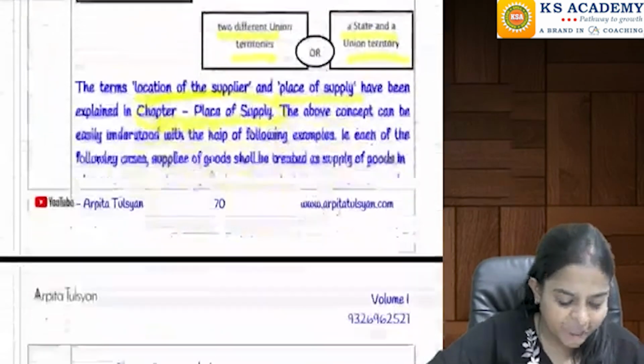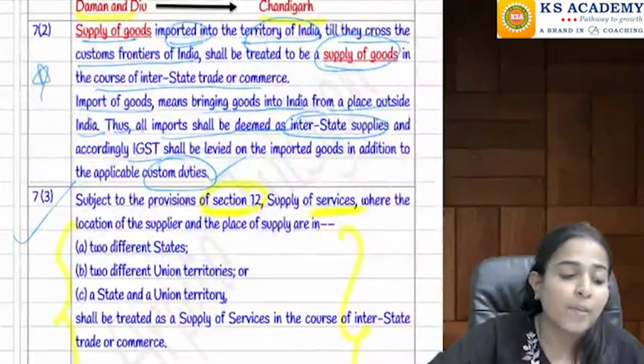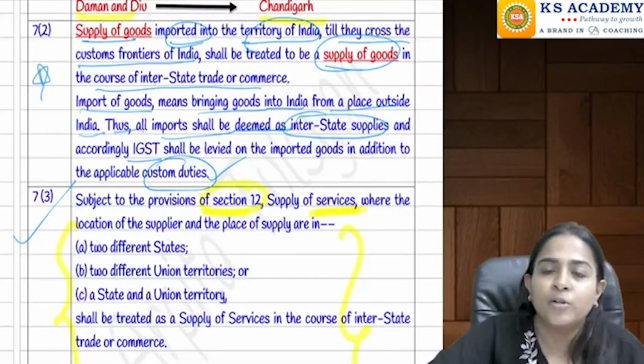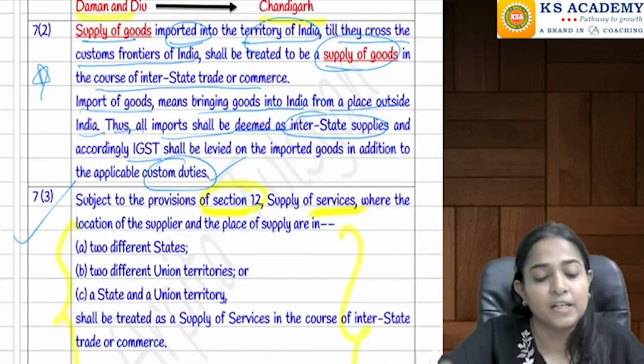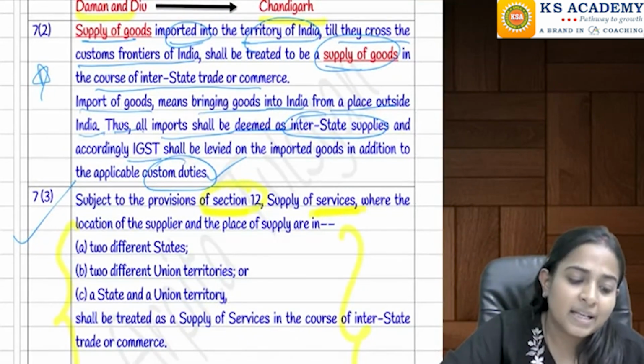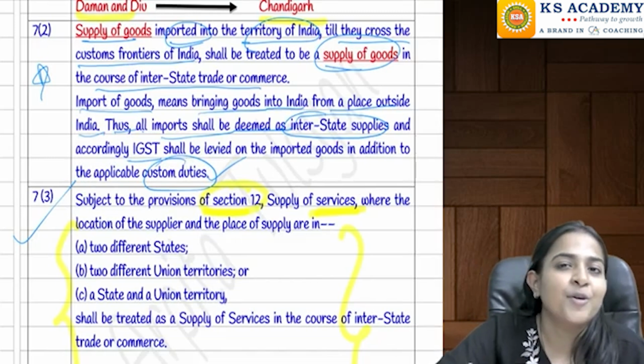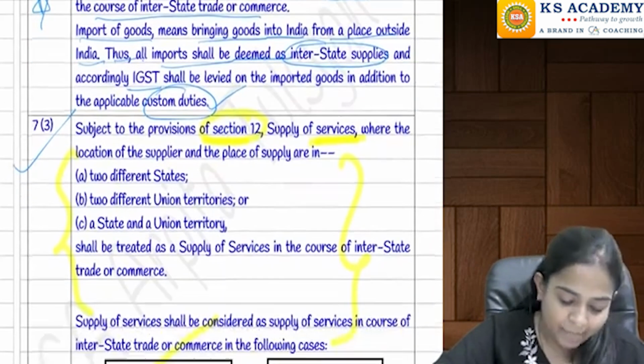Then section number 7.2 was talking about import transaction. When goods are imported into the territory of India, till they cross the custom barriers of India, that will be considered as supply of goods in the course of interstate supply, and in that, along with custom duty, your IGST will be applicable.